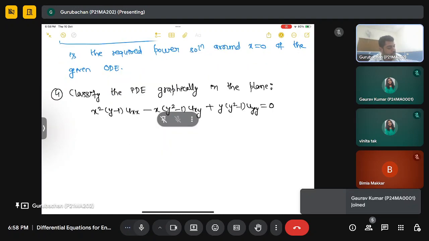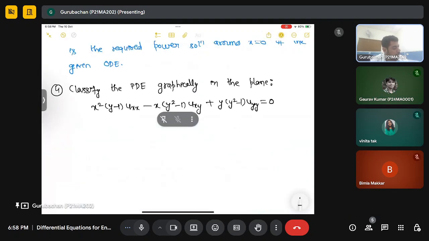So let us start solving it. What is the value of a here? I think I missed one term, although it does not affect the classification of the problem, but still.